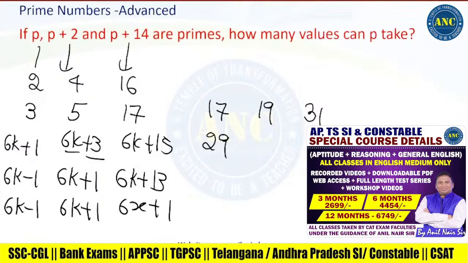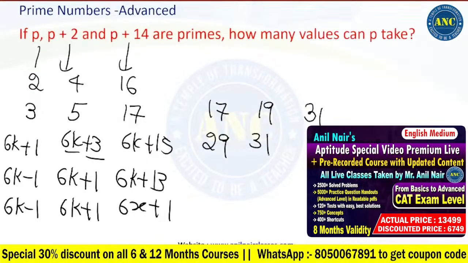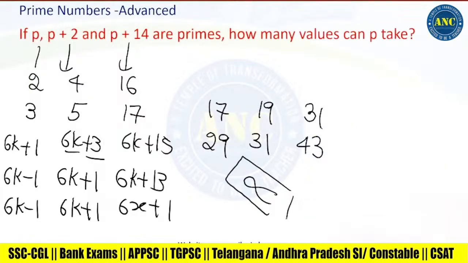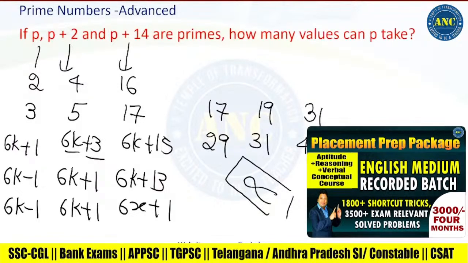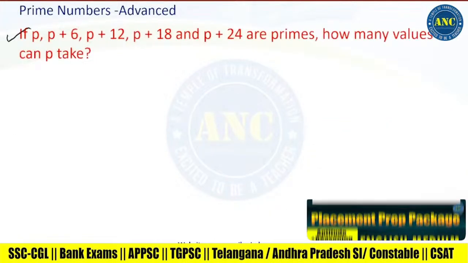Let me take 29, which is 6 into 5 minus 1. 29 plus 2 is 31. 29 plus 14 is 43. 29, 31, 43. Like that there exist so many 2-digit numbers which satisfy this question. 2 digits it satisfies, 3 digits it satisfies and so on. It is infinite. This model we covered. This model also we covered.